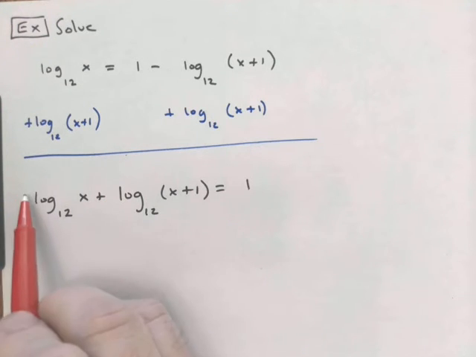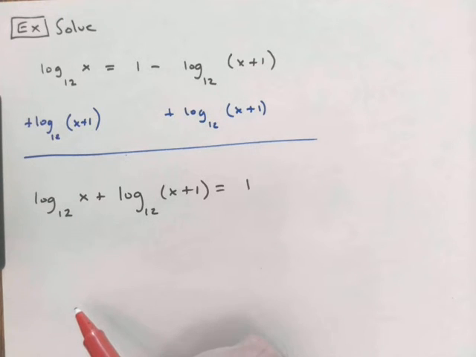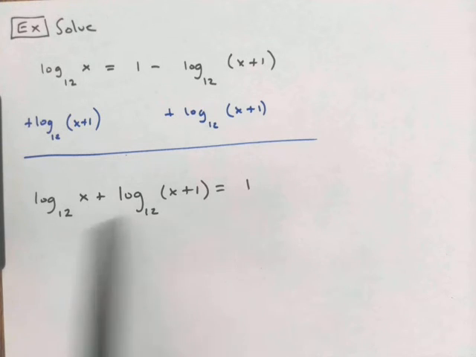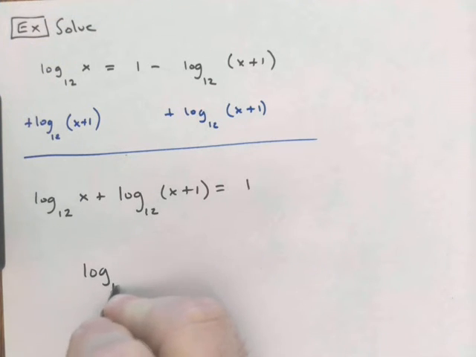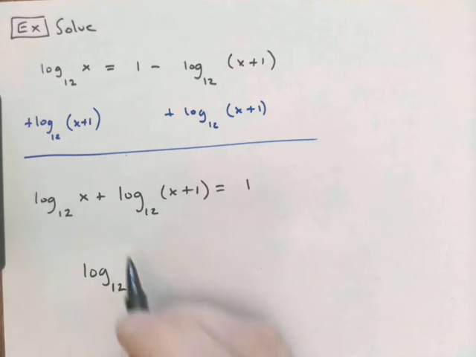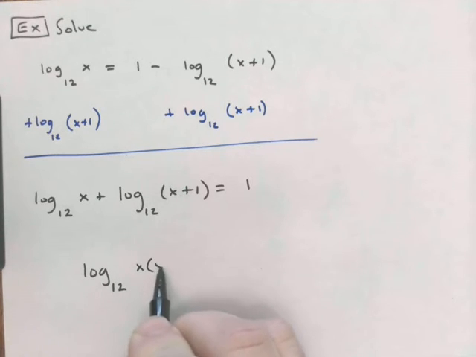If there were a number there, we would want to take that coefficient and write it as an exponent. After you do the first step of condensing, which we don't need to do in this one because we don't have any coefficients, then you're going to want to write this with one log. We have log base 12 of, and both of these logs are positive, so we're going to multiply these two together.